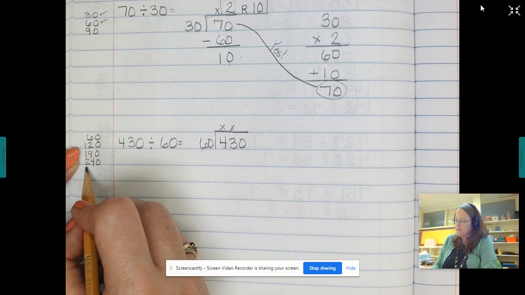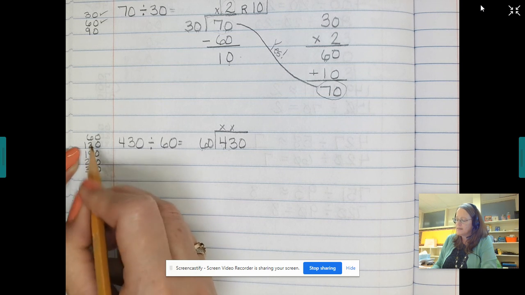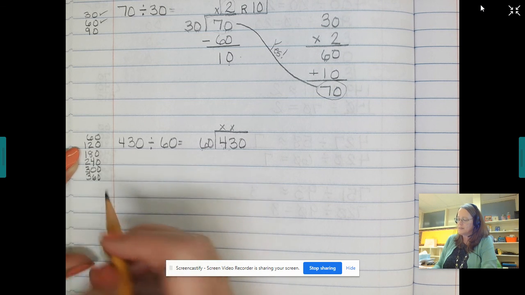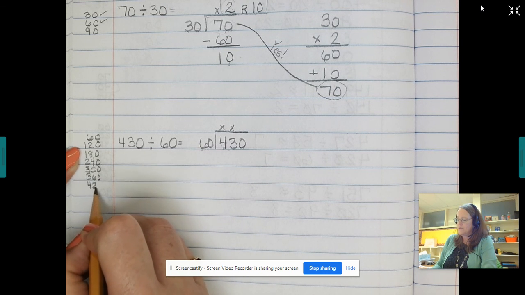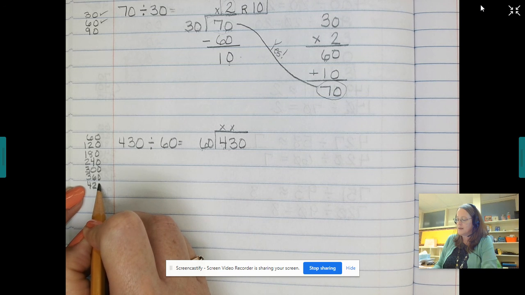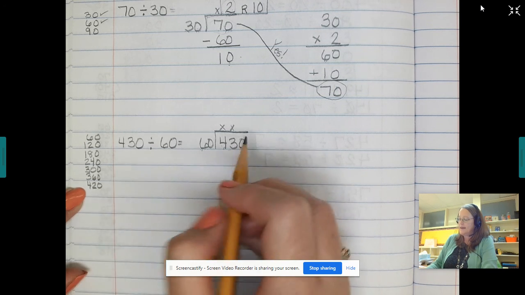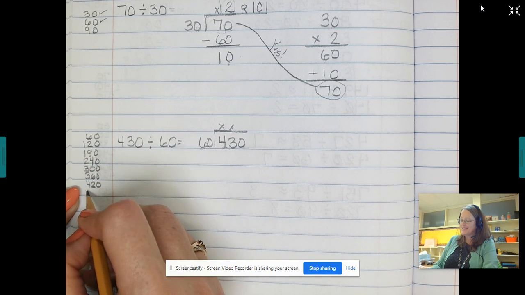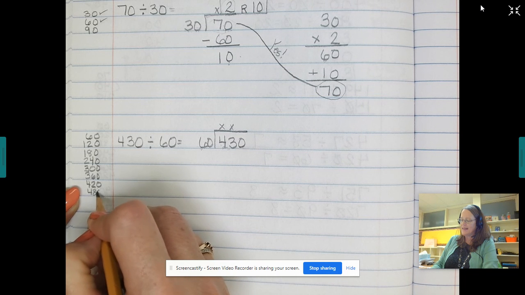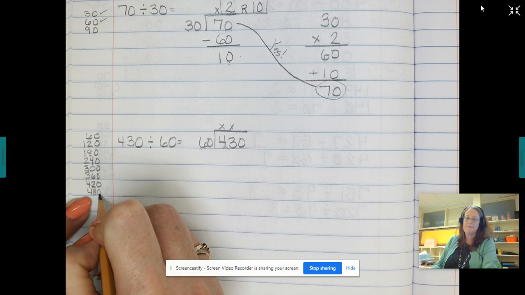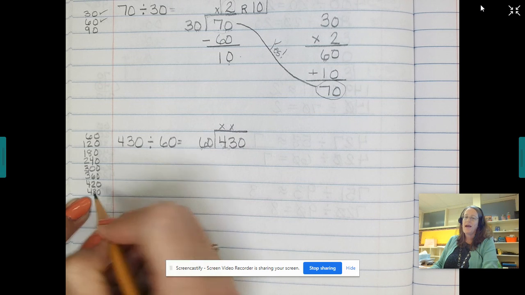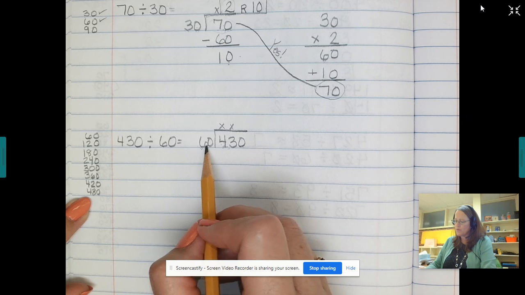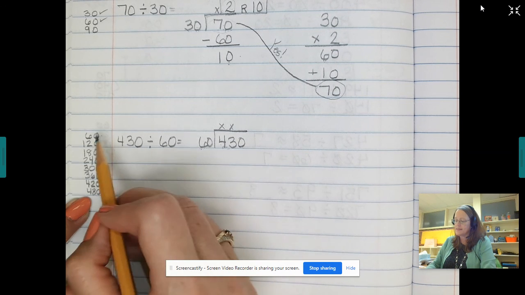So 6 times 5 is 30. 6 times 6 is 36. I'm getting there. 6 times 7 is 42. So 60 times 7 is 420. Oh, let's try 60 times 8 is 480. That's too big. Okay, so how many times did I skip count when I counted by 60s?